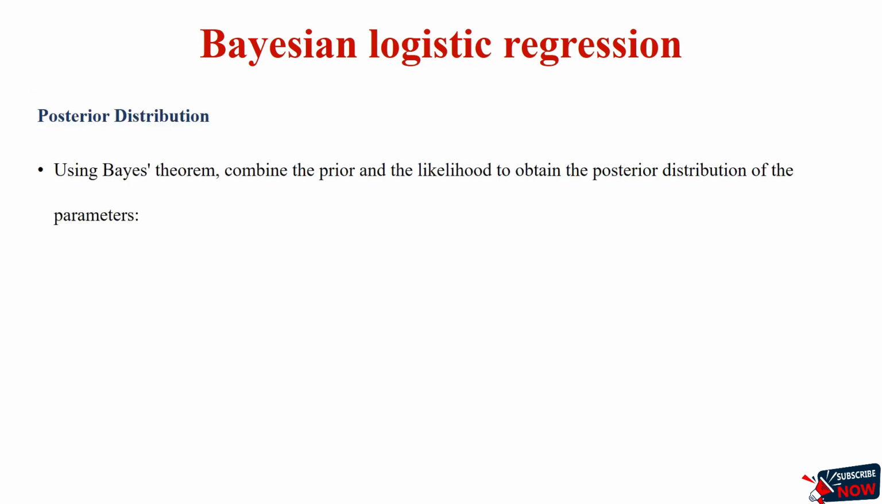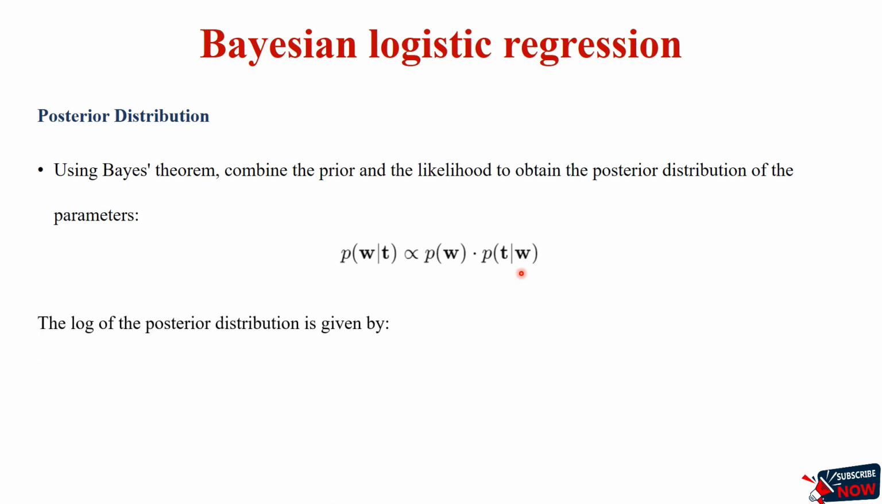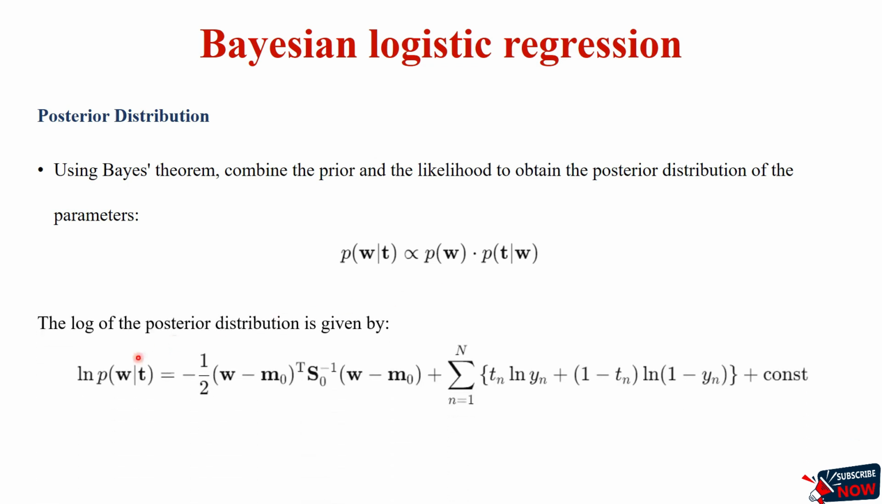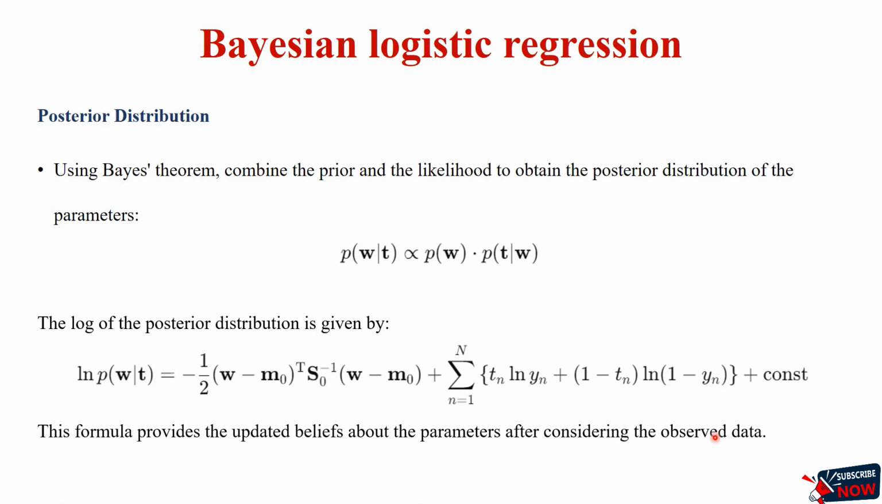Posterior distribution. Using Bayes' theorem, we combine the prior and the likelihood to obtain the posterior distribution of the parameters. Here the probability of W given T is approximately proportional to the probability of W times the probability of T given W. Here we are taking the log of the posterior distribution to make the computations easier. And this is the formula which provides the updated beliefs about the parameters after considering the observed data.